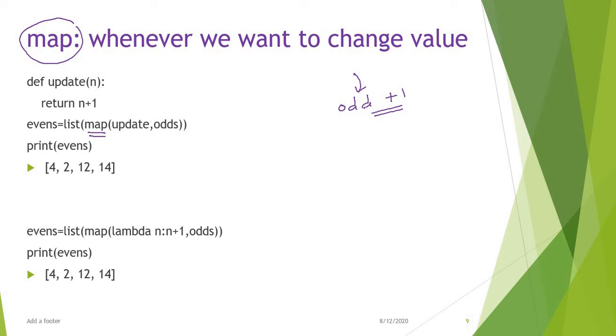So I'm just defining a user defined function, def update, the input is n, return n+1. For this map, what is the function? The second one is the list. Odds is the list. This will again give the sequence. I want the output in list format, so I'm just using the list command. If I print evens, it will print all the even numbers. So let me try this.